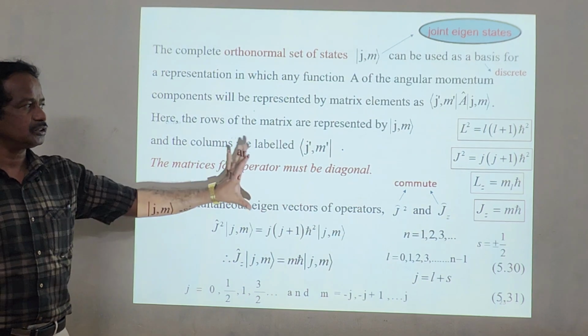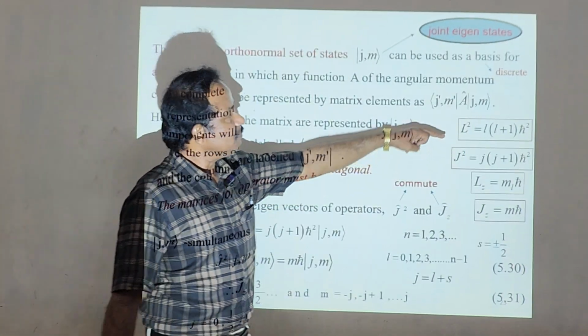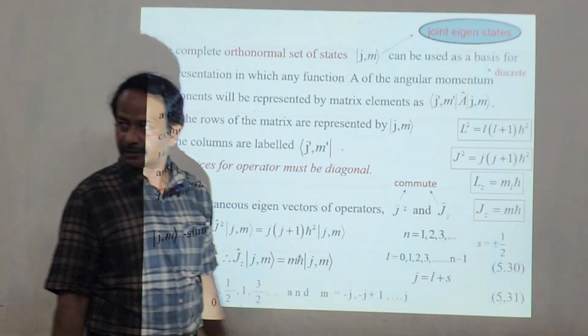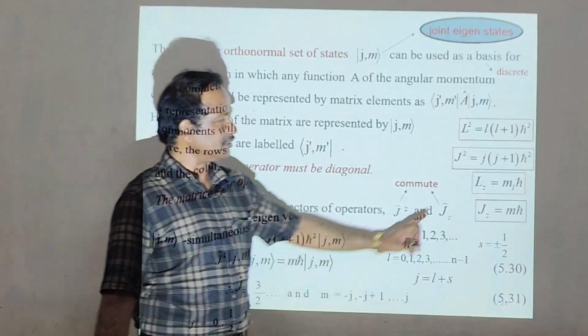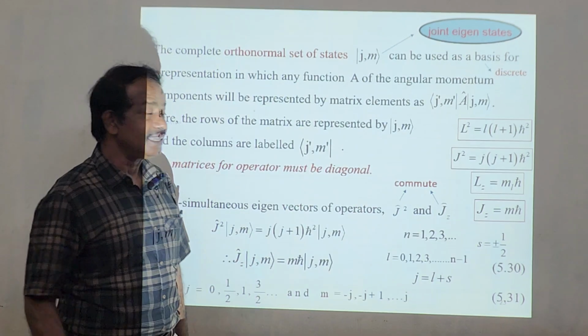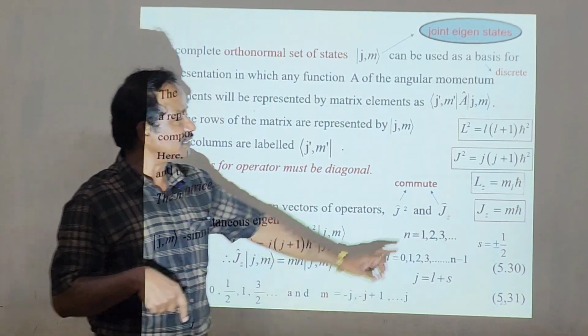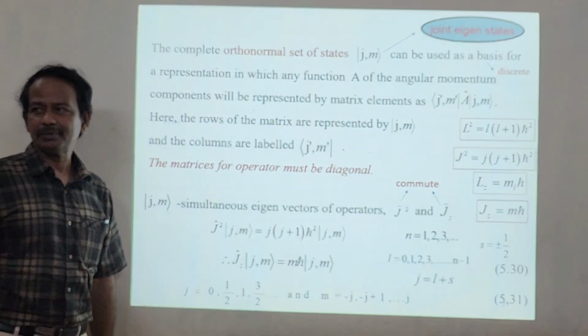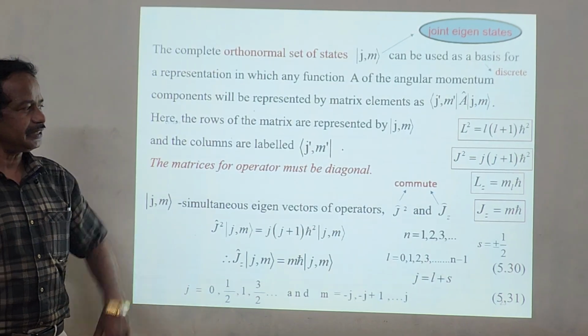So almost we have covered this. We discussed already L squared equals L into L plus 1 h bar squared. Similarly, J squared equals J into J plus 1 h bar squared. We know L z equals m h bar. Already we studied. So J z equals m h bar. That's all. Is it okay?